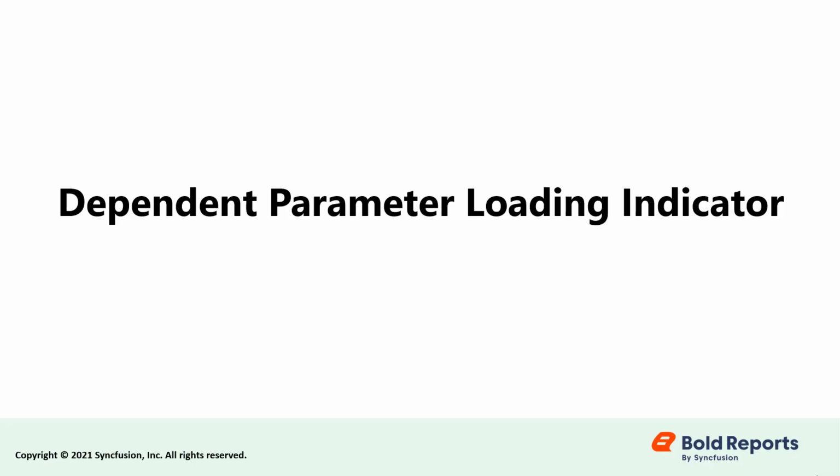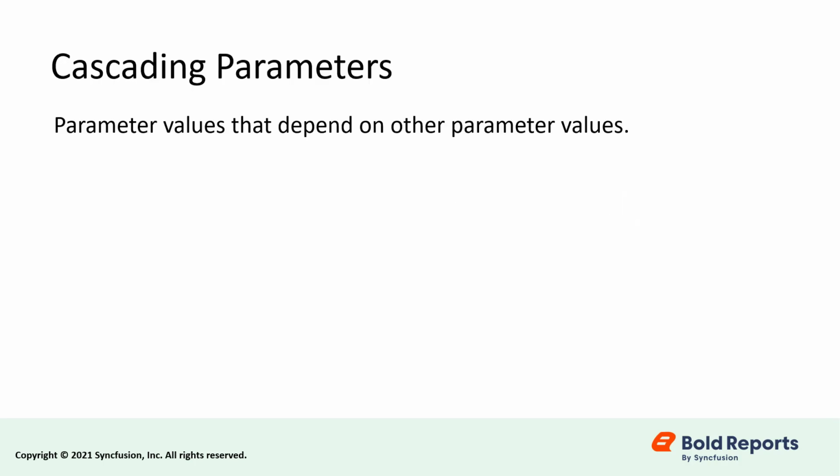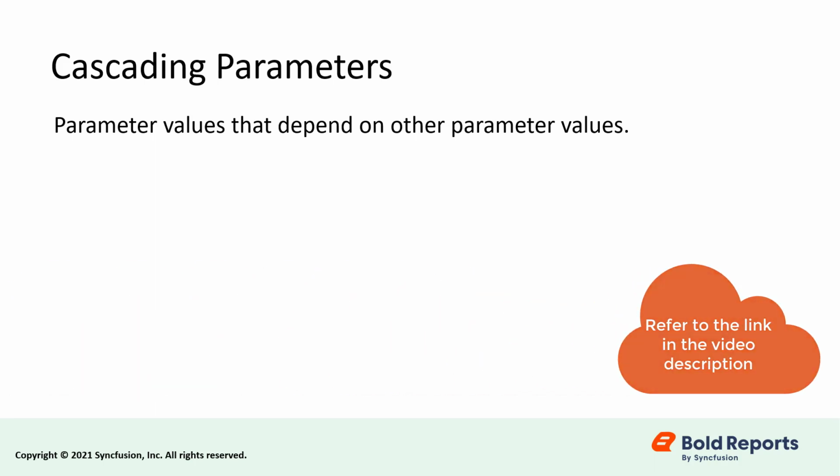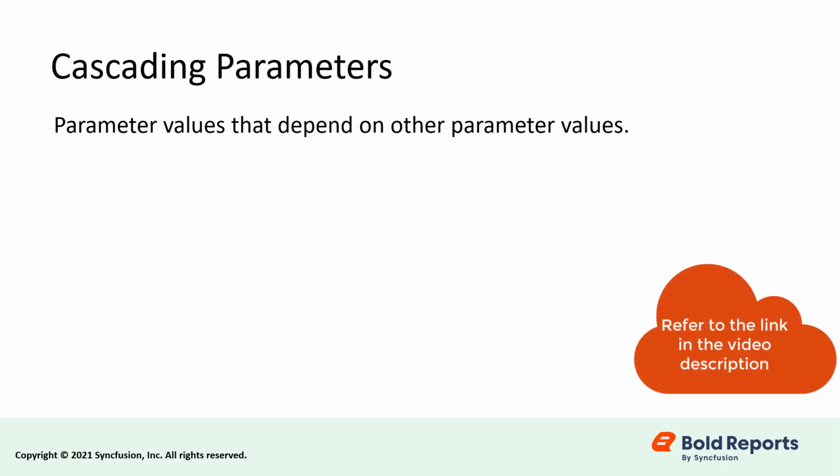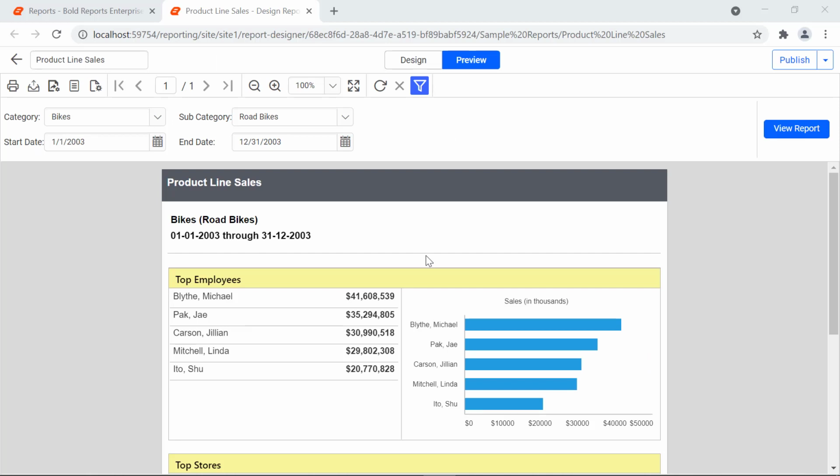Now let's cover another new feature in the report viewer, the Dependent Parameter Loading Indicator. In some reports, there are parameter values that depend on other parameter values. These parameters are called cascading parameters. I have provided a link to another video on creating a cascading parameter report in this video's description for your convenience. To show off this new loading indicator, I open the product line sales report in the report viewer control.